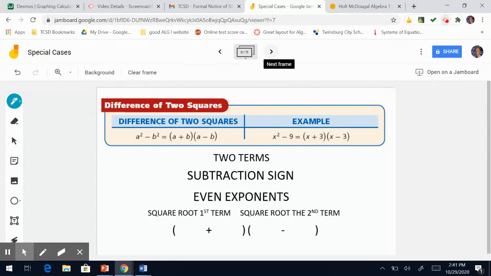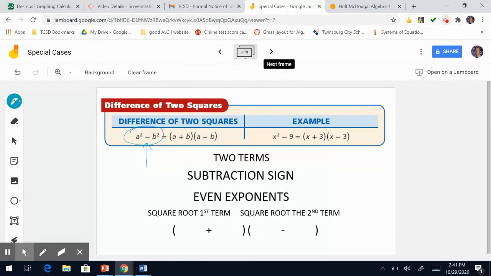The second objective for today was a difference of squares, and this one's a little bit easier to spot because there's only 2 terms, all right? So there's only 2 terms. It has to be a subtraction sign, and you have to have even exponents. So these are a little bit more obvious and a little bit more clear cut. And those are going to be in our slides too when we go to the next slide.